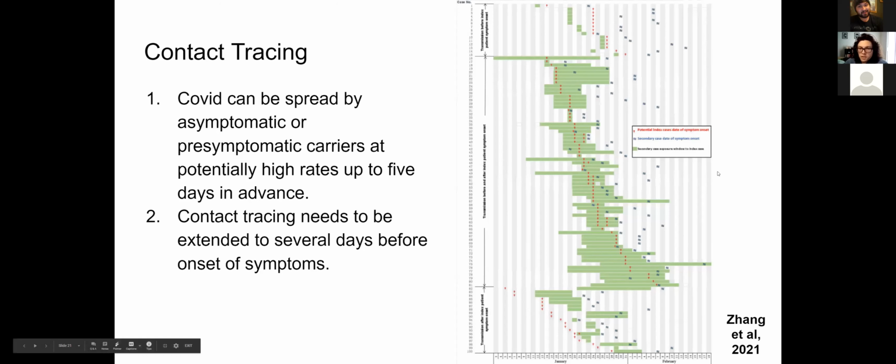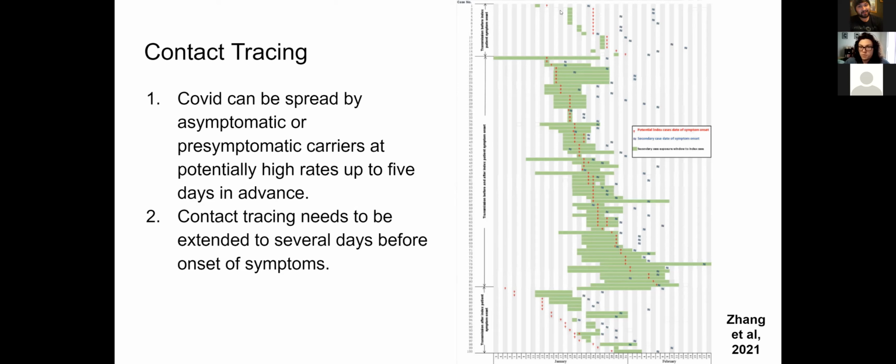I thought this one was really interesting. This is broken up into 3 sets. It did contact tracing for 100 clusters of people. The green bar is when you were exposed to another person. Sorry, there's 2 people. There's your primary case, which is the red, and then there's the secondary case, which is the blue. These are when your symptoms start, and the green is when they interacted with each other.